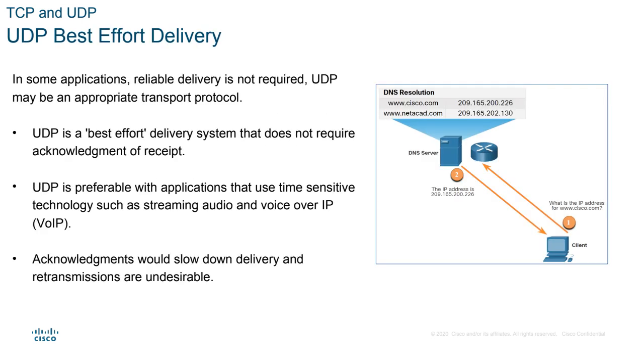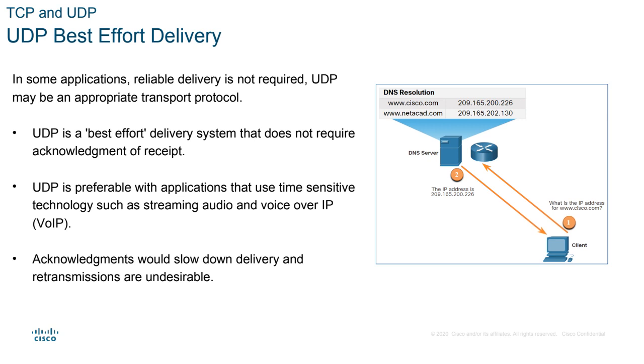UDP, on the other hand, we agree it is unreliable, but it is very fast. It is much faster than TCP, because in some applications you care more about speed than reliability. So UDP is a best-effort delivery. It does not require acknowledgement of receipt. UDP is preferable with applications that use time-sensitive technology, such as streaming audio and voice over IP. VoIP uses UDP.